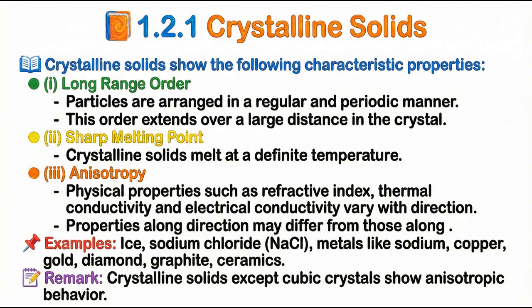The third property is anisotropy. Physical properties such as refractive index, thermal conductivity, and electrical conductivity vary with direction. A property measured along one direction may be different from that measured along another direction. Examples of crystalline solids include ice, sodium chloride, metals such as sodium, copper, and gold, diamond, graphite, and ceramics. Remark: except for crystals having cubic structure, most crystalline solids show anisotropic behavior.